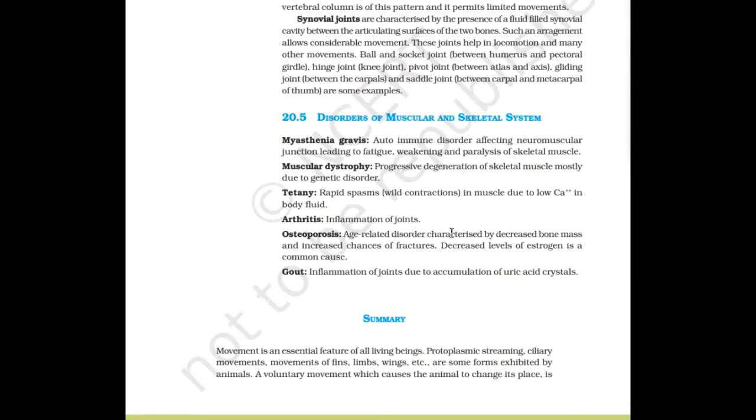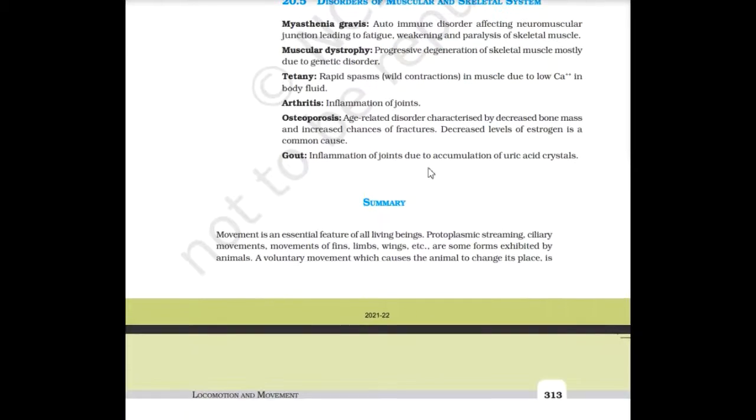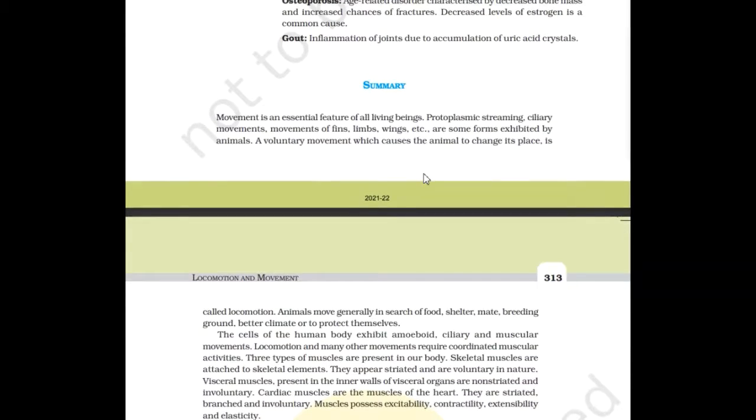Arthritis, inflammation of joints. Osteoporosis, an age-related disorder characterized by decreased bone mass and increased chances of fractures. Decreased level of estrogen is a common cause for osteoporosis. Gout, inflammation of joints due to accumulation of uric acid crystals.